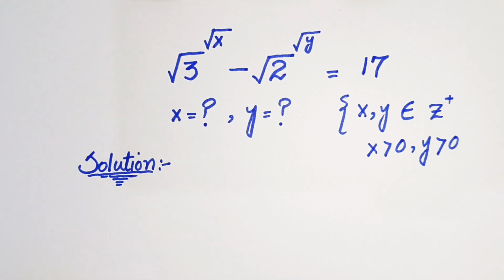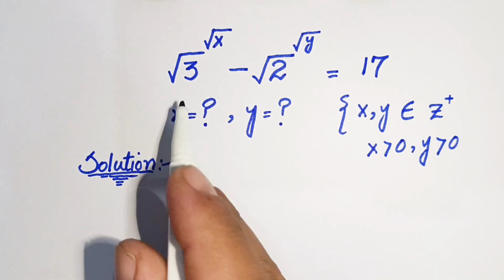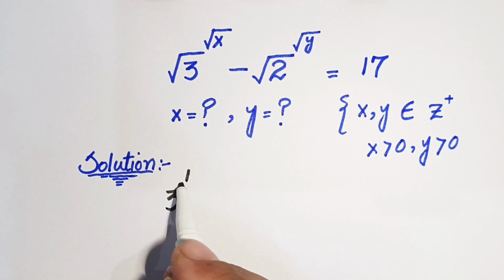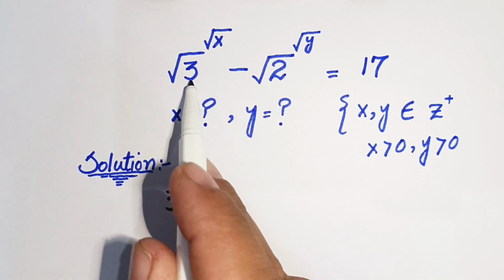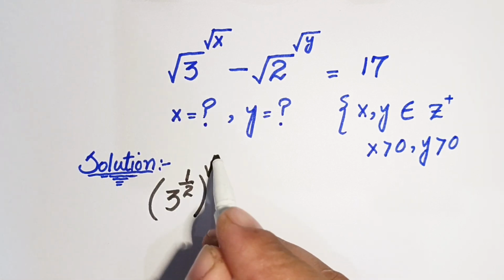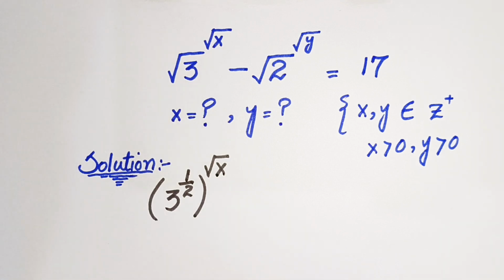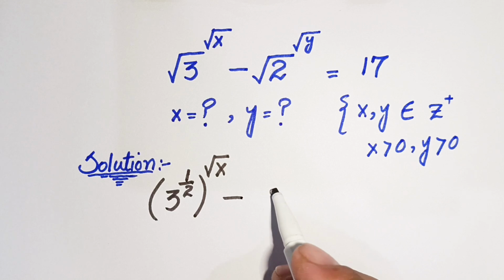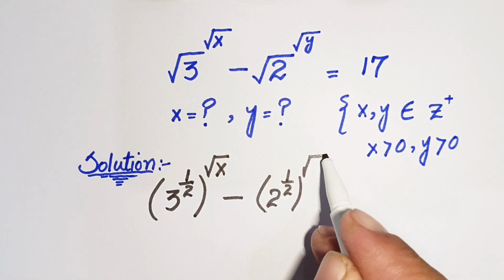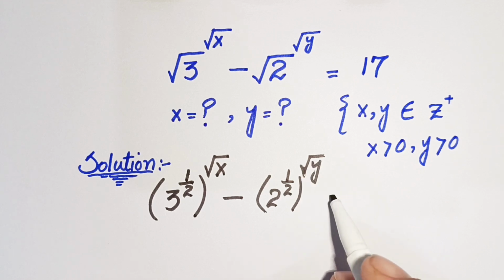Now starting our solution, the square root of 3, as we know, is equal to 3 to the power 1 over 2, so we write (3^(1/2))^(√x). I hope you have understood this step. Similarly, here we write (2^(1/2))^(√y). Now it is equal to 17.